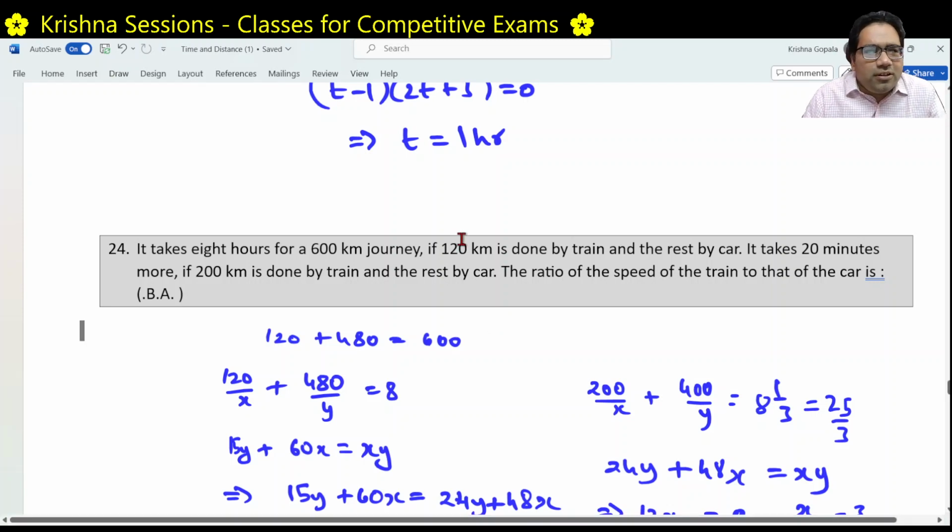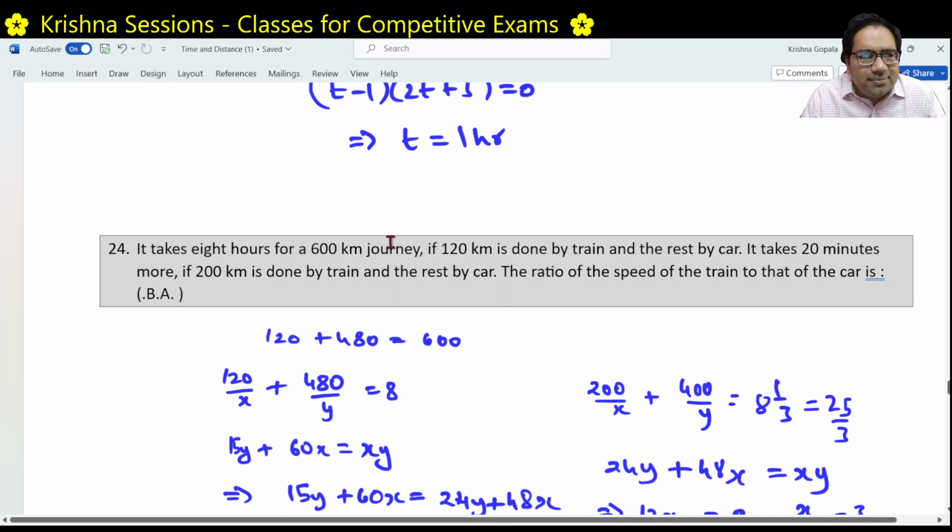Okay. Now 120 kilometers is by train. Let's say in the first case, what does that mean? The remaining 480 kilometers is in car, right? The total distance is 600, so 480 will be in car. Now it is taking 8 hours. 8 hours means the time of train plus time of car is equal to 8 hours.